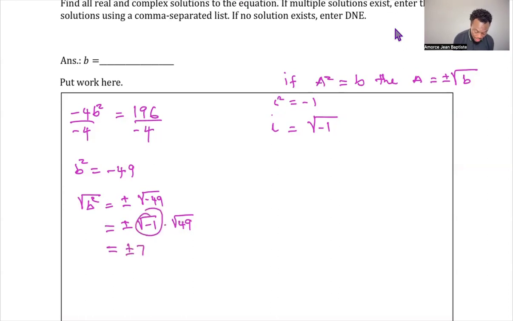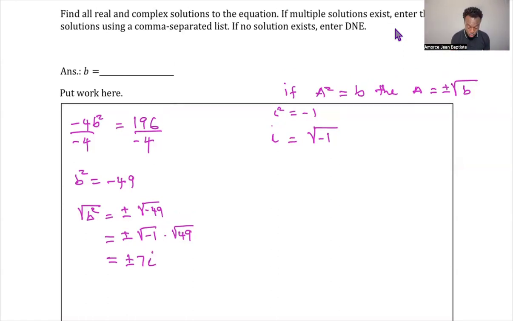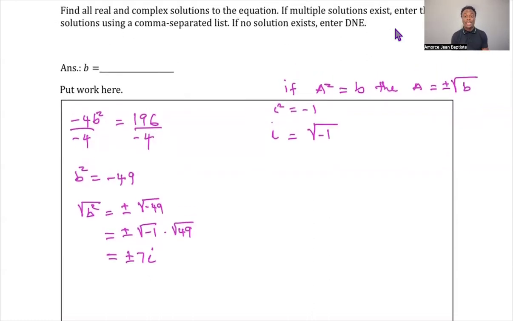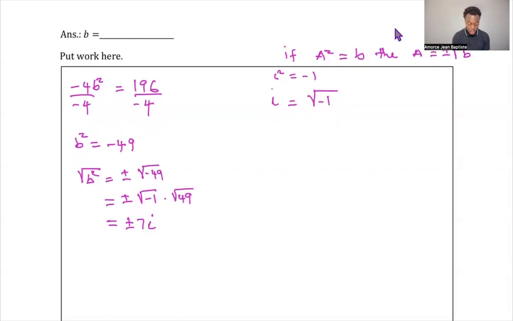That is 7i. So we have two solutions, complex, obviously, because you have the i, but still the solutions exist because they are complex numbers. They are not real numbers, but they are complex numbers, which are also numbers. So the solution set is 7i and negative 7i.